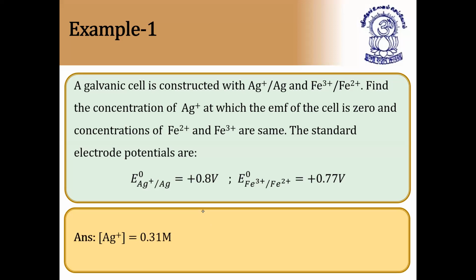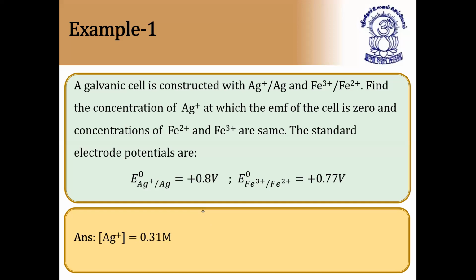So again, I will explain this question in a theoretical manner. A galvanic cell is constructed by means of Ag and iron, silver and iron. Iron is taken as anode because its value, 0.77 volts, is less positive when compared to silver, 0.8 volts. The lesser positive value should be taken as anode and the greater positive value as cathode. Both are given as reduction potentials only, and there is one electron change. Ag plus to Ag is one electron change, and Fe plus 3 to Fe plus 2 is also one electron change.